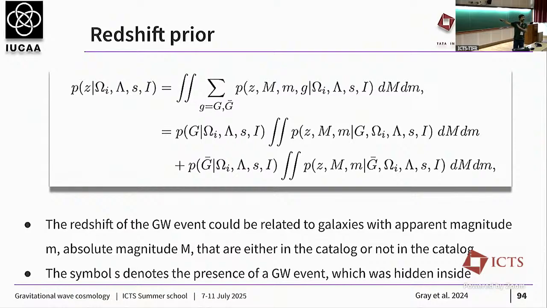Okay, so this is fine. This is just going through all different possibilities. So now let's write it all down together. So this G means either the galaxy is in the catalog, and G tilde will be the galaxy is not in the catalog, the host galaxy of your event. And then what I'm doing is I'm again using Bayes' theorem to go from this to this.